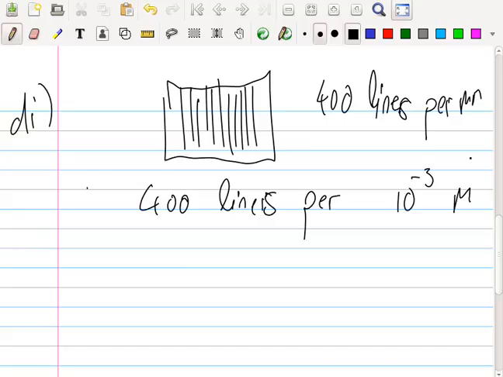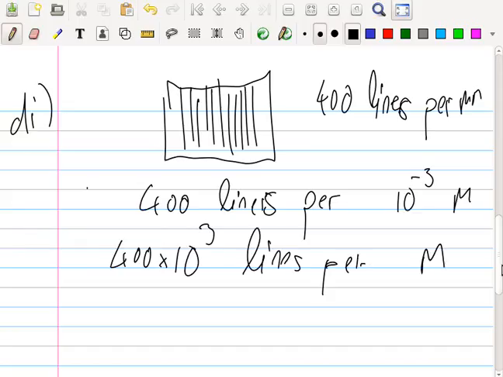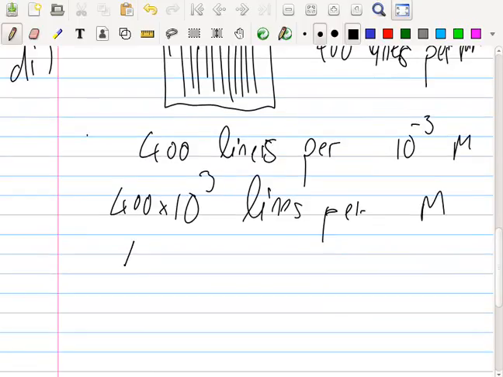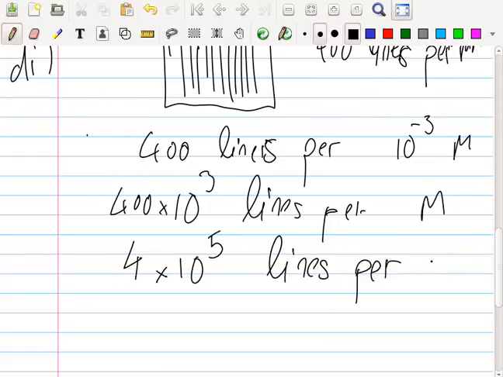If I multiply by 10 to the 3, I get 400 times 10 to the 3 lines per meter. So there's 4 times 10 to the 5 lines per meter. So in 1 meter, you have this many lines. So he wants to know how big the gap is between each line. So do you remember what to do next?